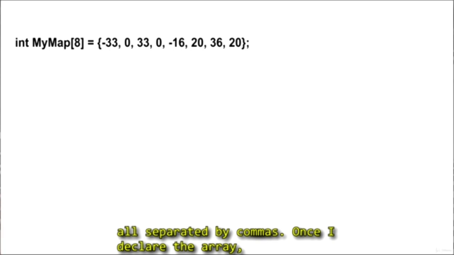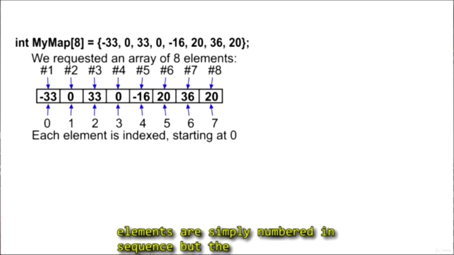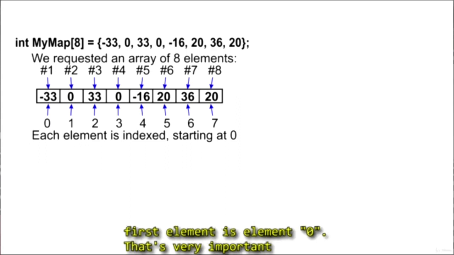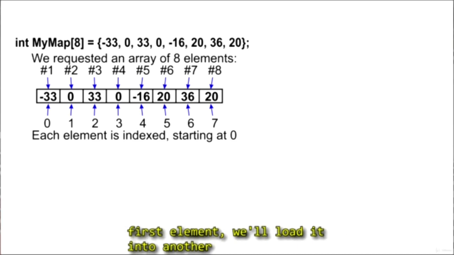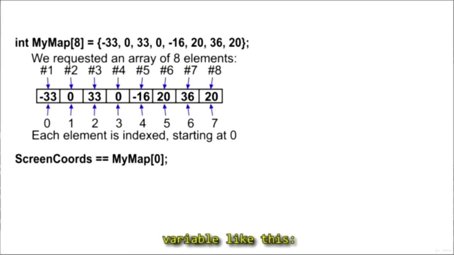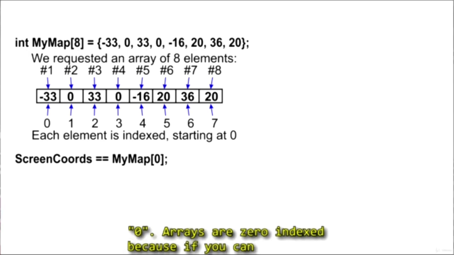Once I declare the array, I can write or read any one of the elements. Now the elements are simply numbered in sequence, but the first element is element 0. That's very important, as you'll see in a second. So to read the very first element, we'll load it into another variable like this. The screen coords variable now equals -33 because it accessed the first element in the array, element 0.